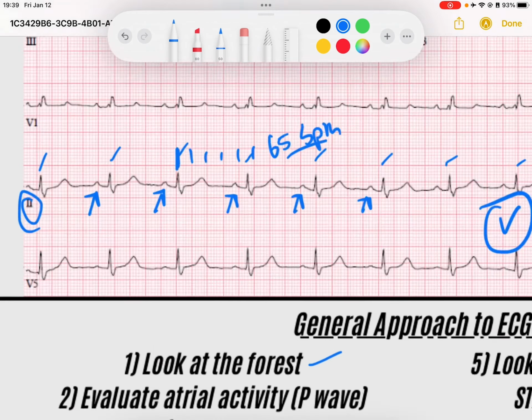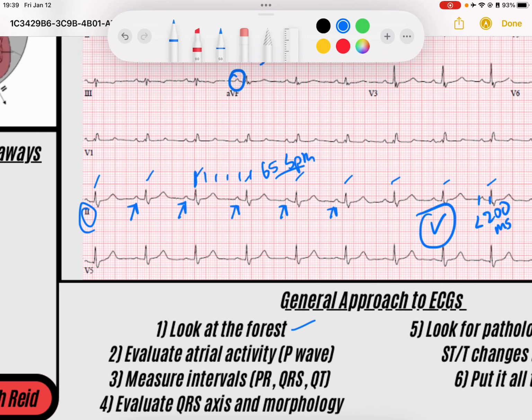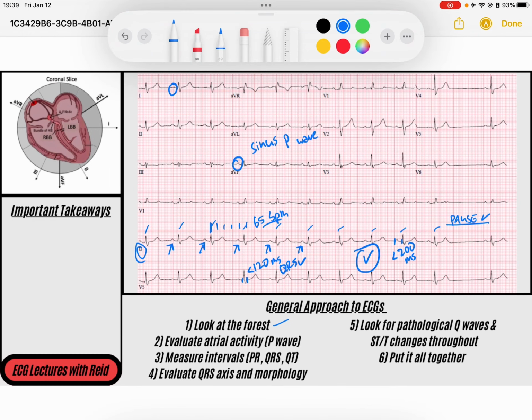My QRS duration seems to be narrow, like we said. It's less than 120 milliseconds, so our QRS is narrow. And I like to measure my QT interval. I just eyeball it here. A good way to eyeball it is to pick R to R intervals. So if I pick here in V5, R to R, our T wave should end by the midway point. And so that's just the eyeball test of my QT. And so those are looking okay.